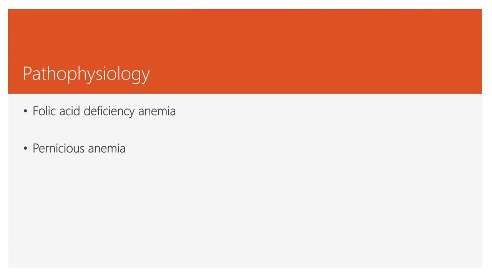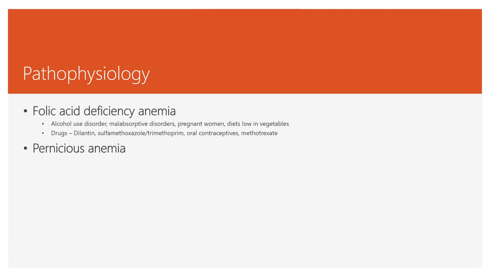So let's talk about folic acid deficiency anemia and pernicious anemia. Folate deficiency anemia, or FDA, is rare in developed countries, but certain groups are at risk for deficiency, including those with alcohol use disorder, because alcohol interferes with the folate absorption and metabolism. Patients with malabsorptive disorders and pregnant women usually are more affected.